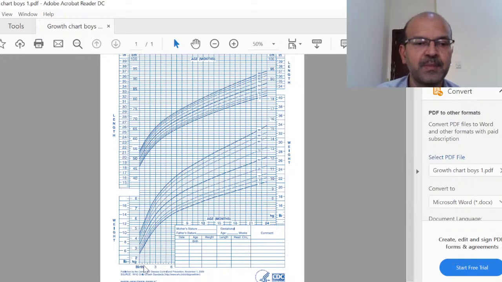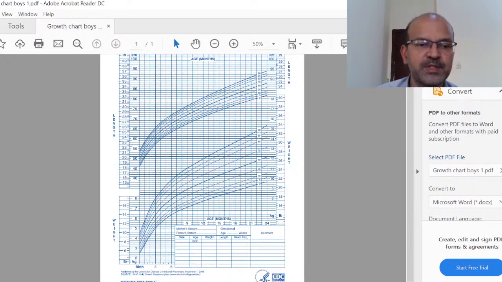The premature baby is usually plotted on this chart only after they become corrected age of term. So if a baby is born at 30 weeks, for example, they become corrected age of term only when they are 10 weeks old. So this is called the corrected gestational age.